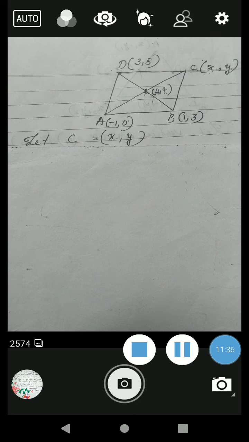Now question number 11. P (4, 2), Q (-1, 5) are the vertices of a parallelogram PQRS. The 11th one is homework. Question number 12. A (-1, 0), B (1, 3) and D (3, 5) are the vertices of a parallelogram ABCD. Find the coordinates of vertex C. That is the question. Let the coordinates of vertex C be x, y.